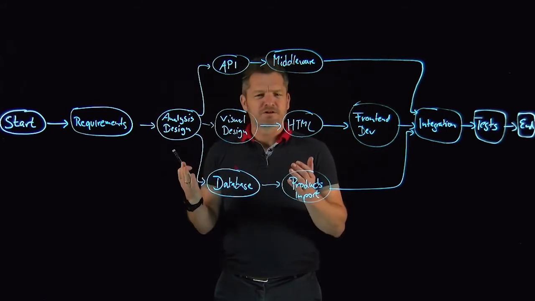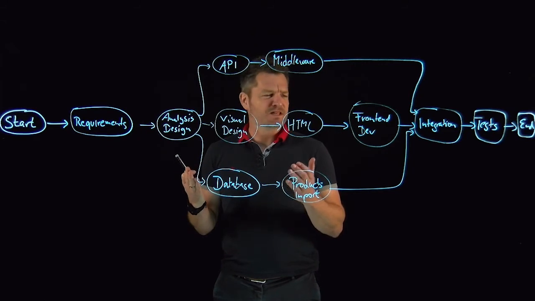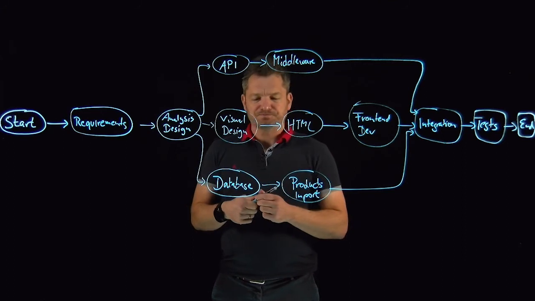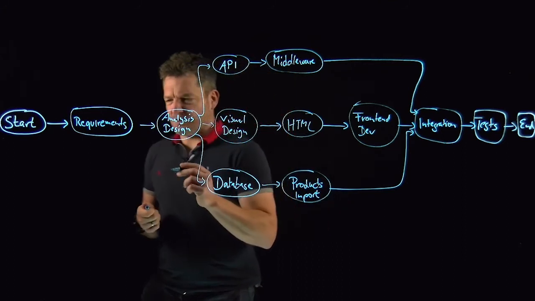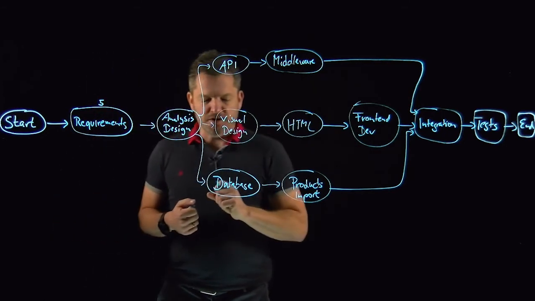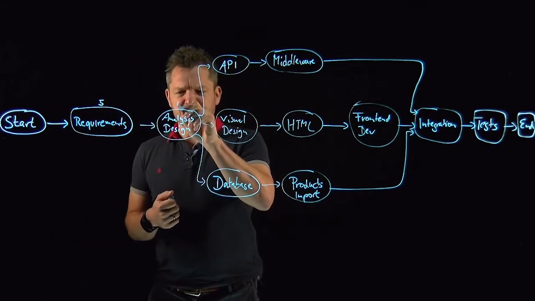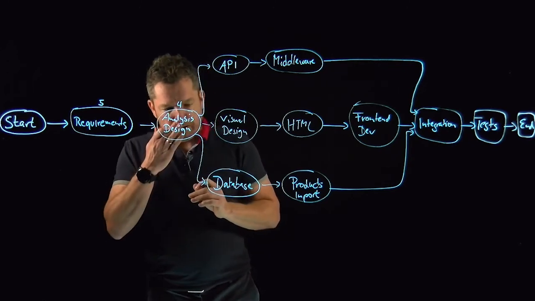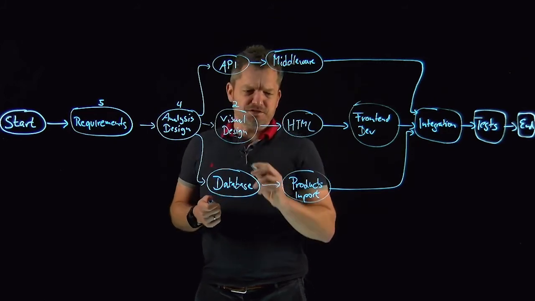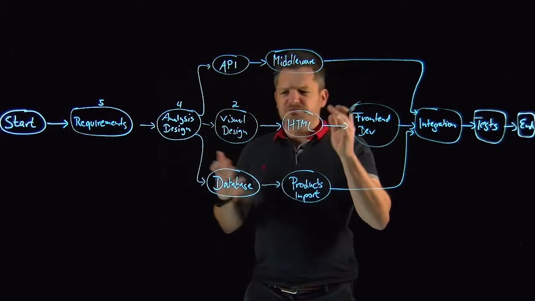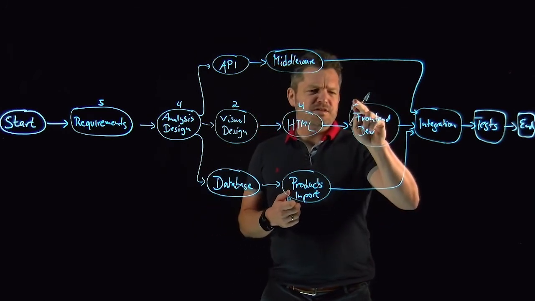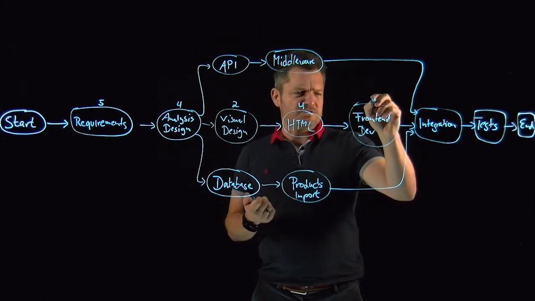And further, we now add the estimations to all of the activities or tasks. So imagine for the requirements, we need 5 days. For analysis and design, we need 4 days. You could think about visual design, roughly 2 days. HTML, let's say 4 days. Front-end development, imagine it took also about 4 days.